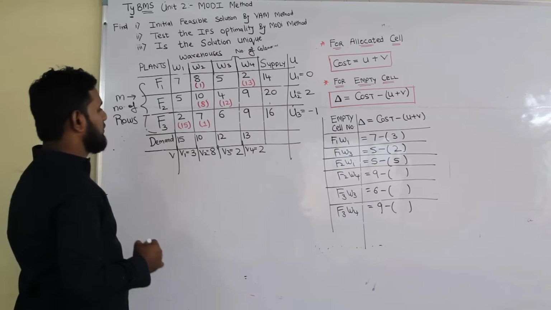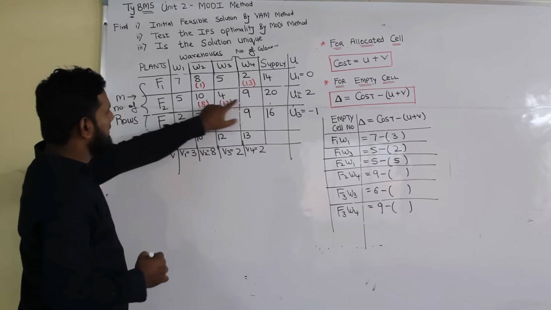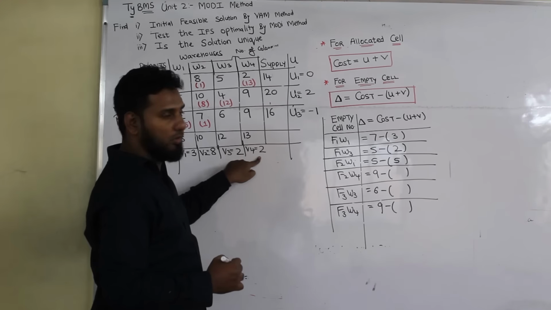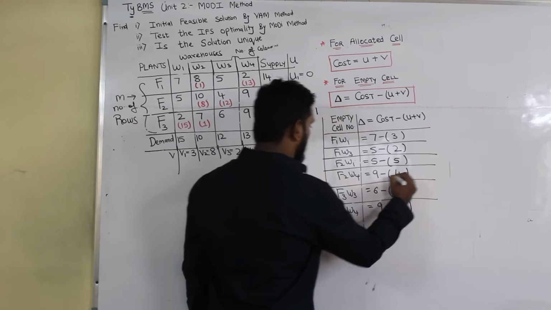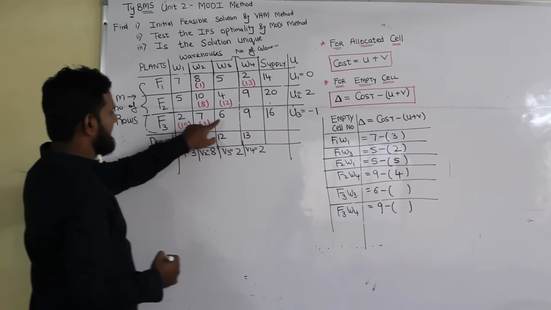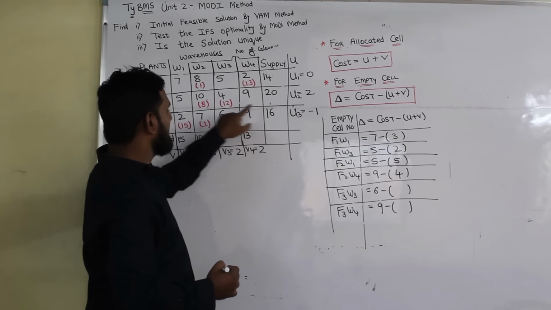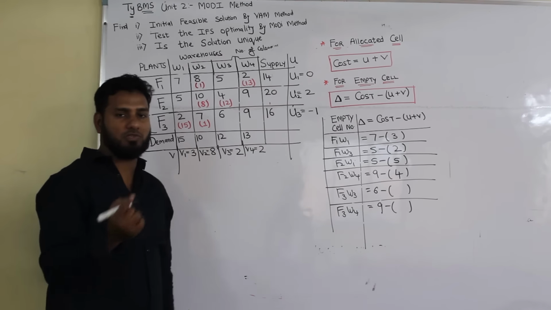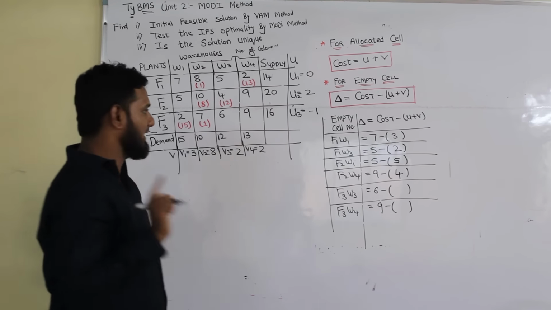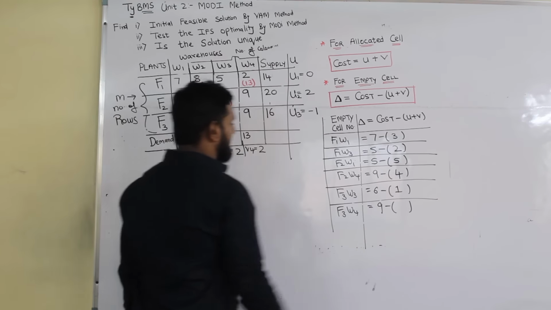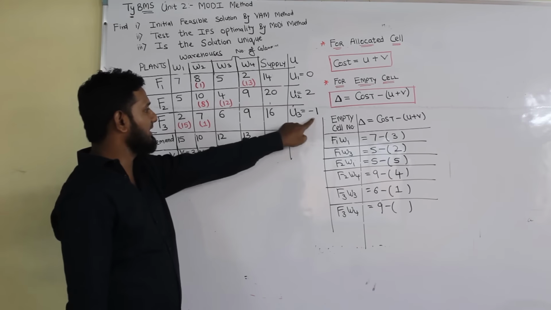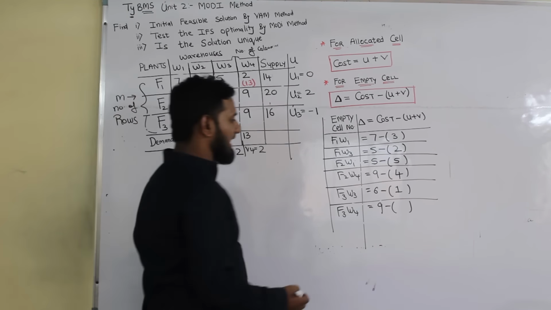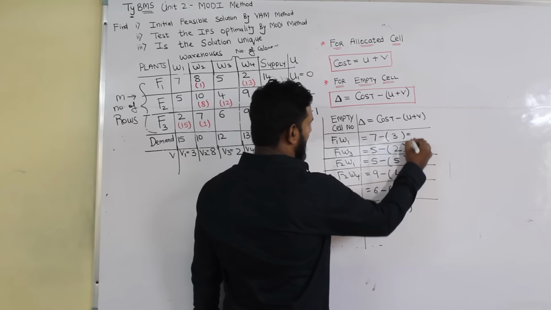Next one, F2W4. Here the u ka value is 2 and the v ka value is also 2. So 2 plus 2 will make it 4. F3W3 is this one. And now we got minus 1. Anyhow you need to do plus. So minus 1 plus 2, my friend, is 2 minus 1. That will be 1. And the last one is minus 1 and plus 2. Again it will be 2 minus 1. That will be 1.